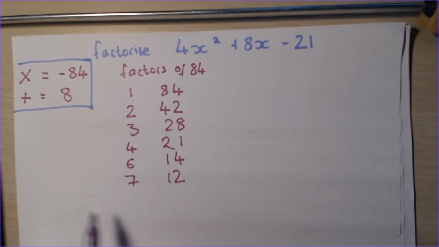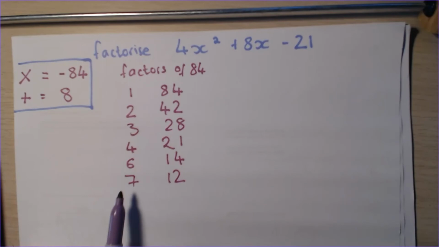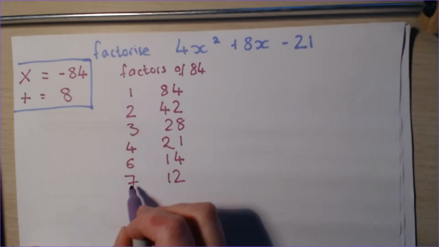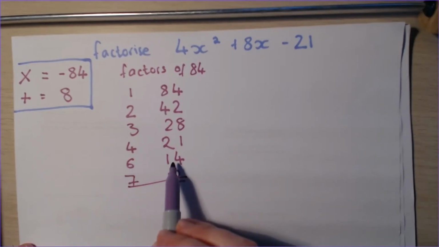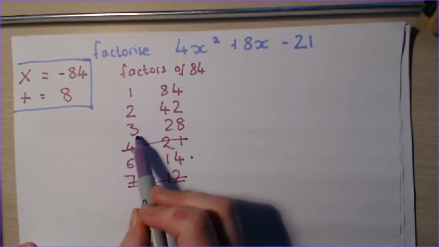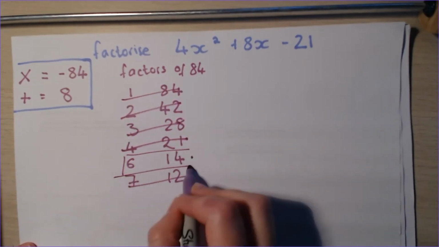And now we're looking for which of these we can combine to get the number 8. Okay, so 7 and 12, any way we combine those, we're going to get some version of 5, either negative or positive. So that can go. 6 and 14 does have a difference of 8. So that's a possibility. 4 and 21, no, that's miles away. And the same for the rest of these, they're all miles away. So we're looking at 6 and 14.